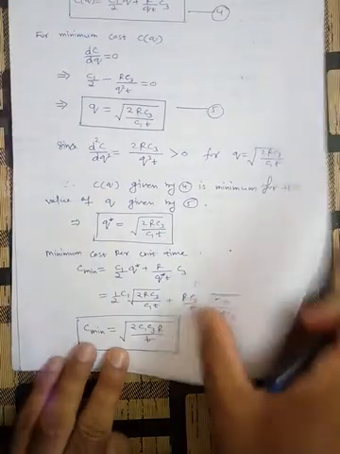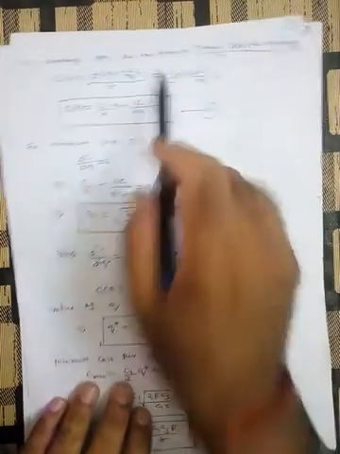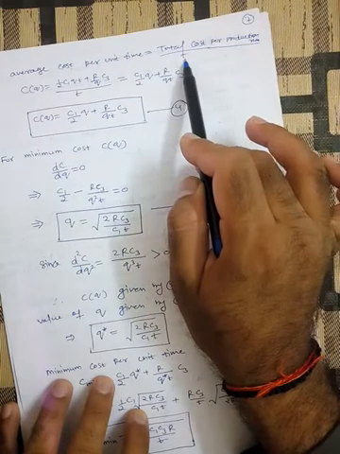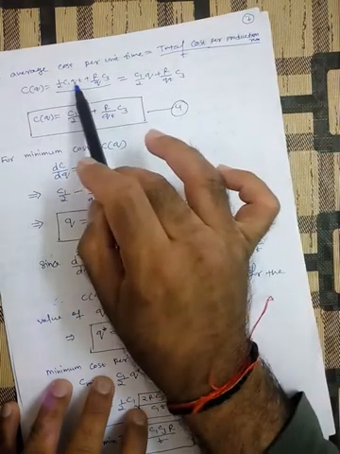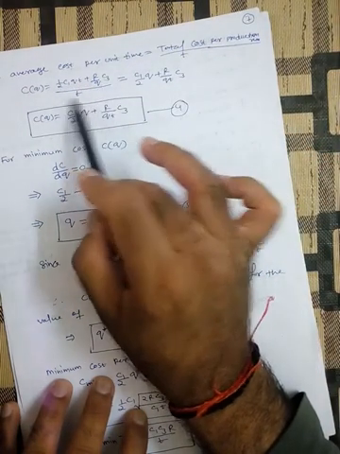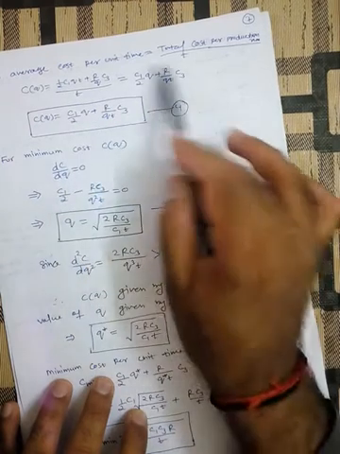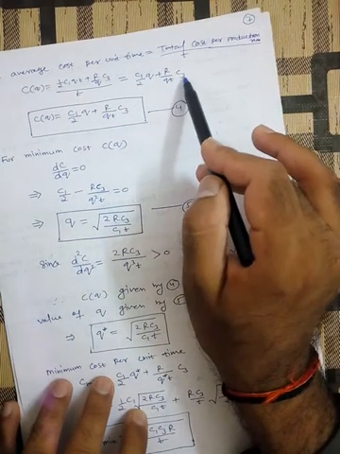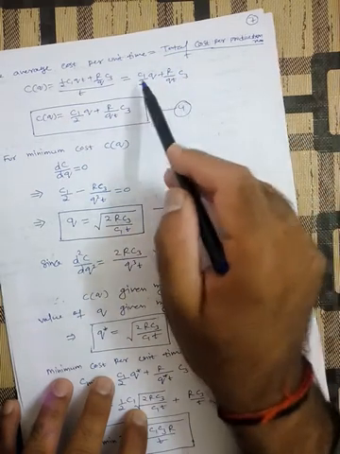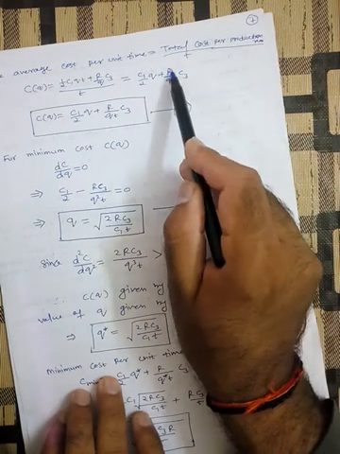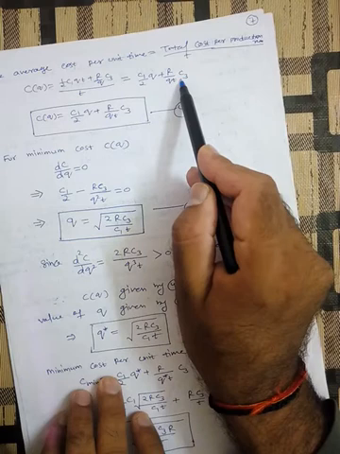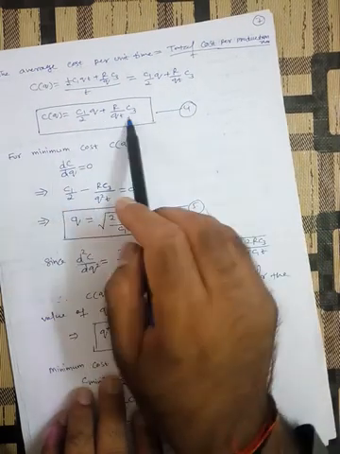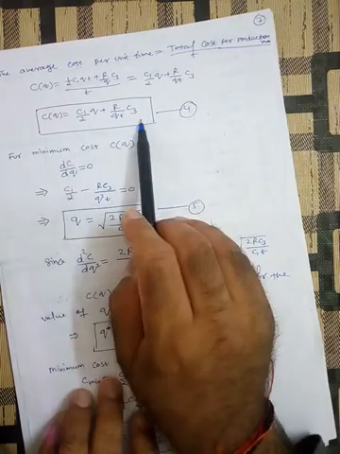Fine. Now what will be the average cost? Average cost per unit time will be the total cost divided by the time period T. So 1 by 2 C1 QT plus R by Q C3, divided by T. After division we get C1 Q by 2 plus R by QT C3. Here C1 is constant, R is constant, C3 is constant. Q is a variable quantity. That's why we have a function of Q, which is this.